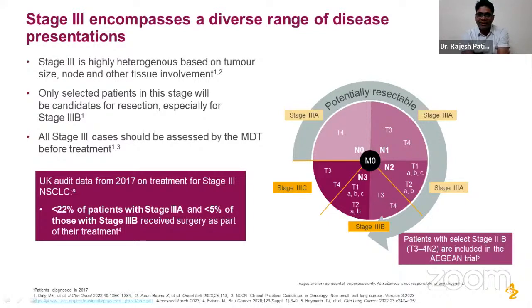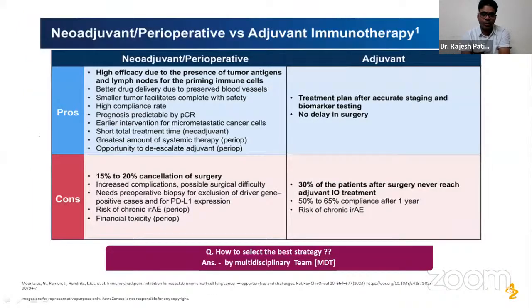We know that stage 3 encompasses a different group of patients. Stage 3 is from N0, N1, N2, and N3, and from T1 to T4, anything can be stage 3. And if we look at the UK audit data from 2017 on treatment for stage 3 non-small cell lung cancer, less than 22% of the patients with stage 3A and less than 5% of stage 3B received surgery as a part of their treatment. We know that up to N2 we can take patients for surgery, and N2 bulky patients we don't take for surgery. Otherwise, N2 non-bulky disease we take patients for surgery.